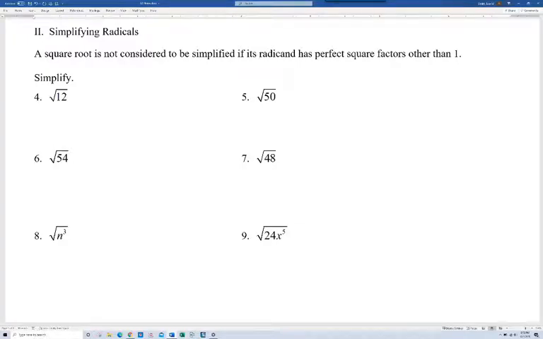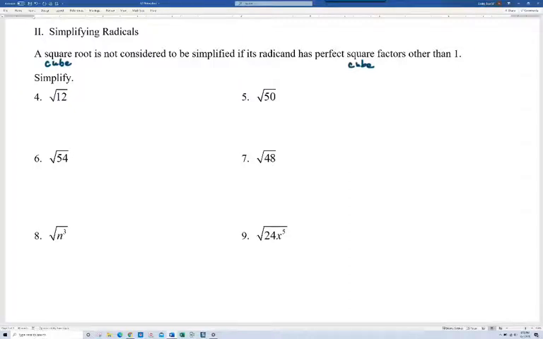But the other thing I want to mention here is I could easily change this to a cube root is not considered to be simplified if its radicand has perfect cube factors. And in fact, we can do fourth roots and fifth roots in the same way. Our focus will mainly be on square roots, but we will also look at cube roots, and you can see it works very similarly.